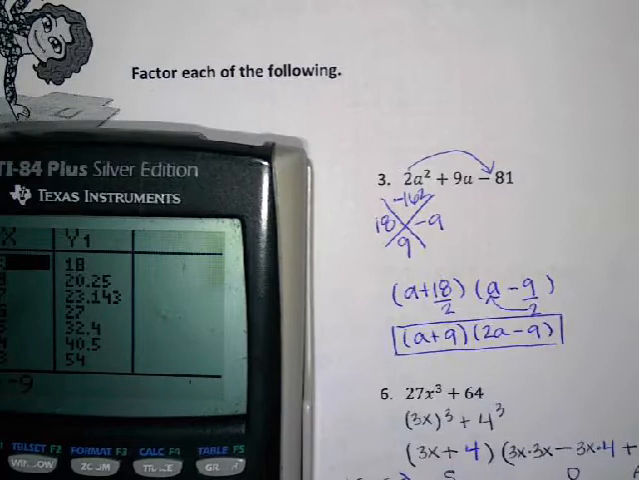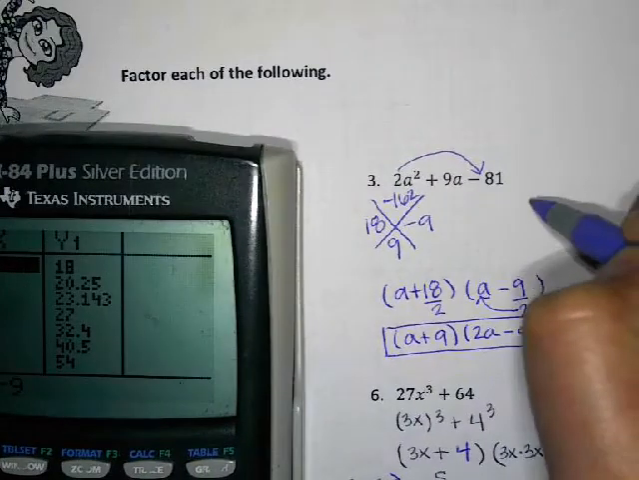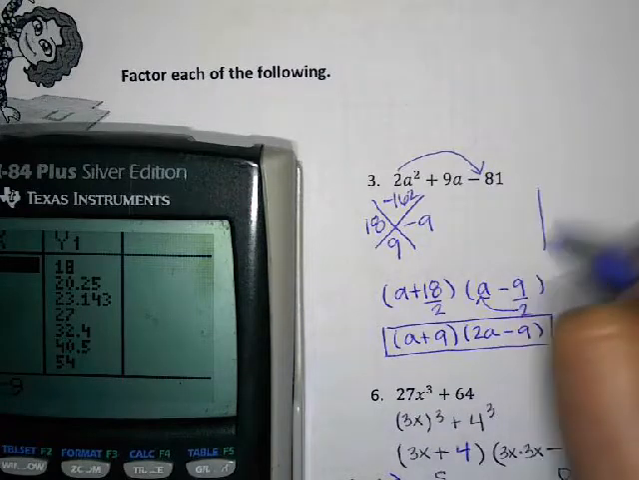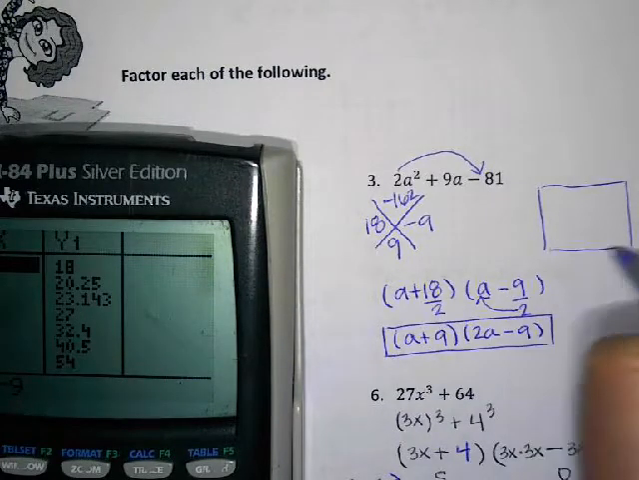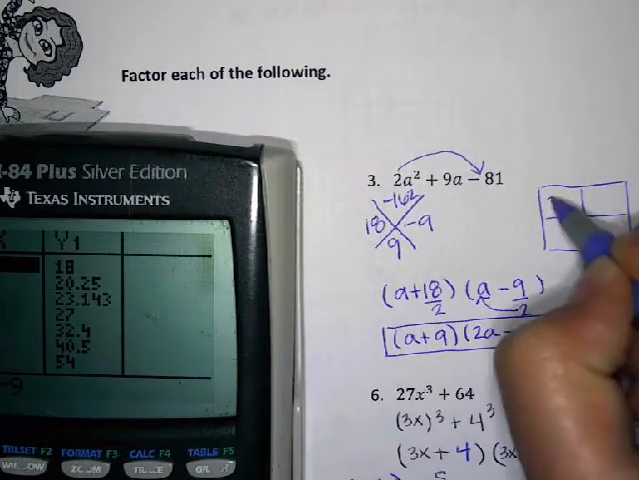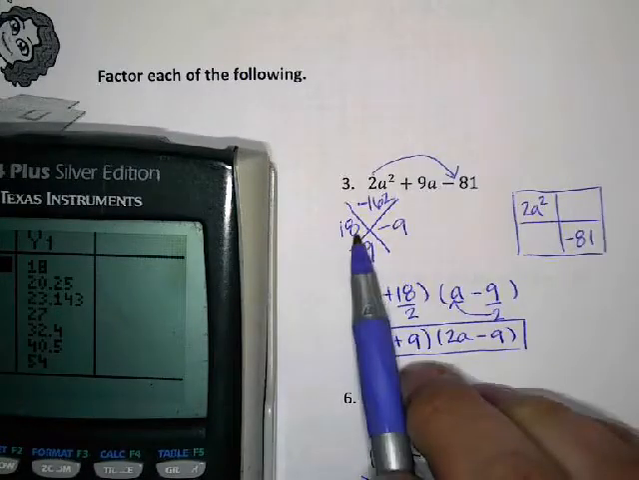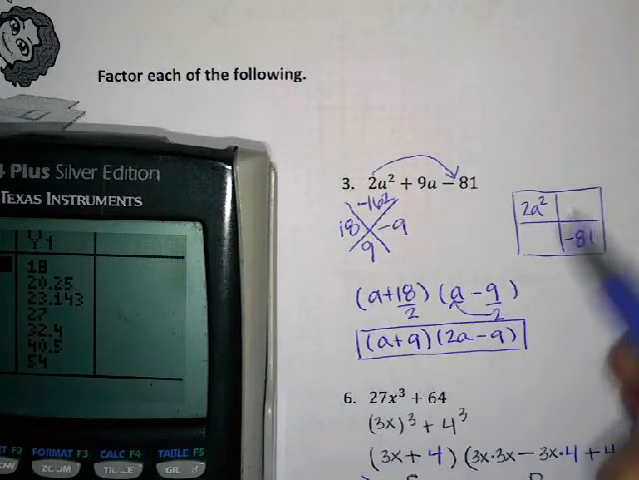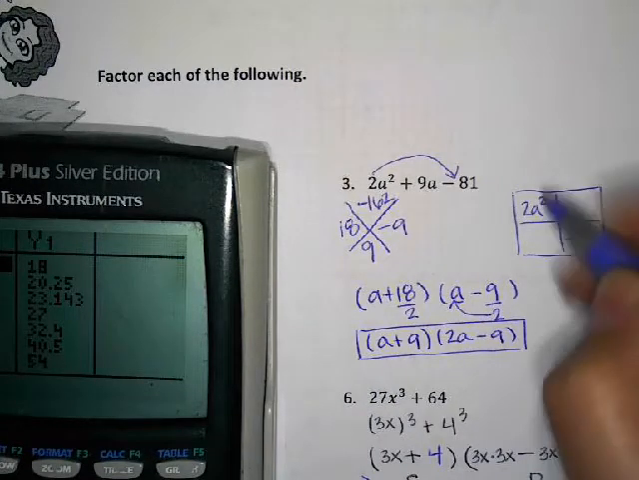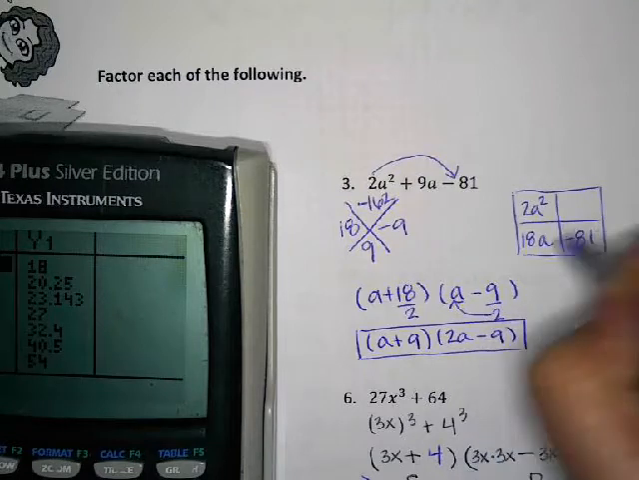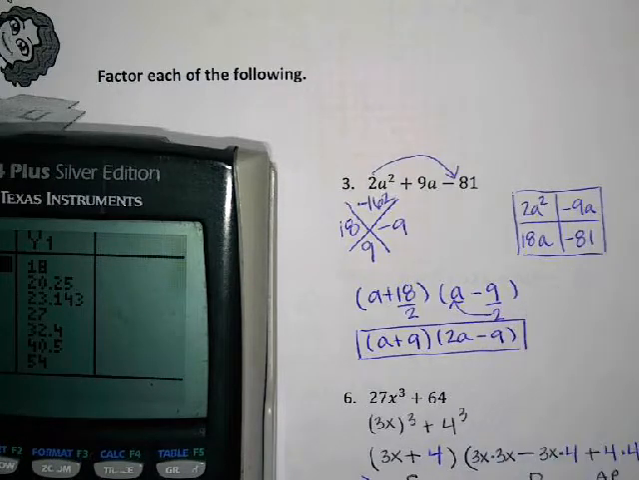And some people prefer the box method, so if you like that better, you could do that, or if you like guess and check. If you had done this problem with the box method, you would have put the 2a squared here, you would have put the negative 81 here, and then when you got the 18 and the negative 9, you would have put those in these two boxes, and it doesn't matter which one's which. So you would have put 18 with an a. And then from here you take out the GCF.